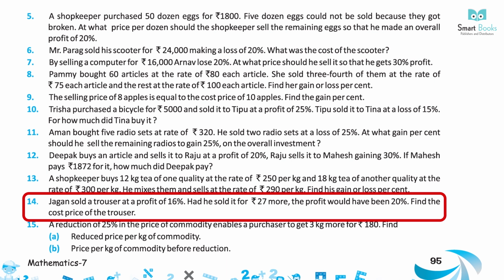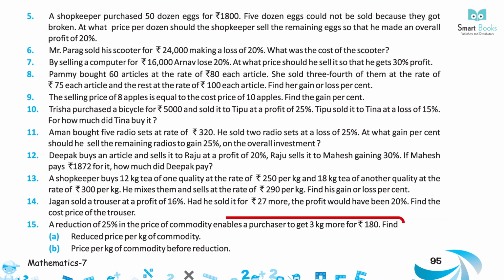Question 14. Jagan sold a trouser at a profit of 16%. Had he sold it for rupees 27 more, the profit would have been 20%. Find the cost price of the trouser. Solution: rupees 675.